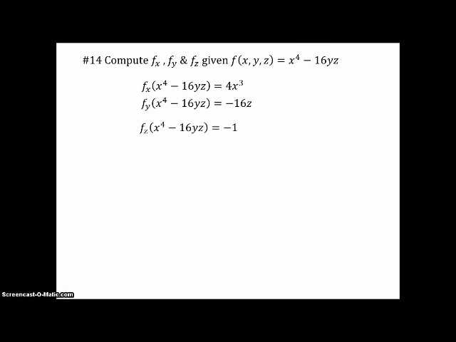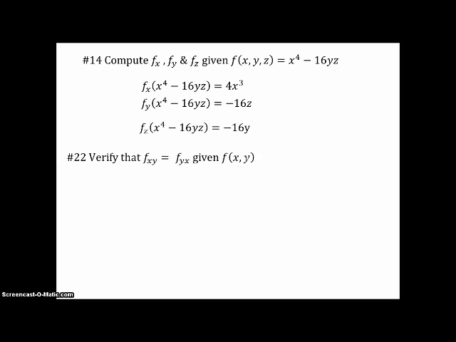Number 14, compute f sub x, f sub y, and f sub z given this function in 3 variables. Well, for f sub x, the second term goes to 0 because there's no x in it, and so we just get the derivative of x to the 4th. For f sub y, we ignore the first term, it goes to 0, and then we treat the negative 16z as a constant times y. And finally, f sub z, again the x to the 4th goes to 0, and we treat the 16y as a constant times z, and so the derivative is negative 16y.